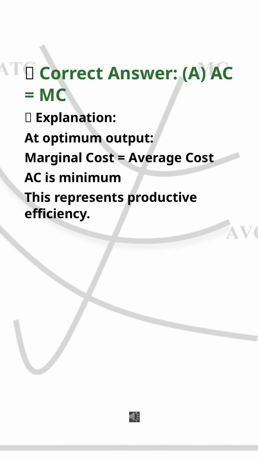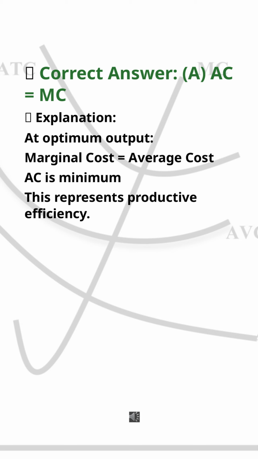This slide illustrates the concept of productive efficiency. When we're at this point, the average cost is at its minimum. This is crucial because it means the firm is producing at the lowest possible cost per unit. Here, the key point is that at the optimum output, marginal cost equals average cost. This equality indicates that the firm is operating most efficiently, balancing the cost of producing one more unit with the average cost of all units produced so far. So the correct answer here is A, AC equals MC.